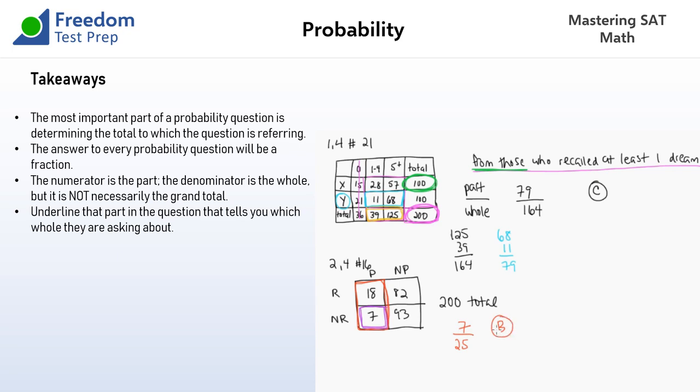Okay, that's all I've got for you. The main takeaway here is making sure that you have your denominator correct.